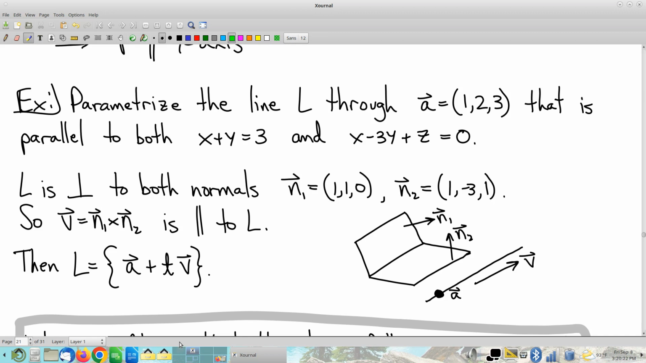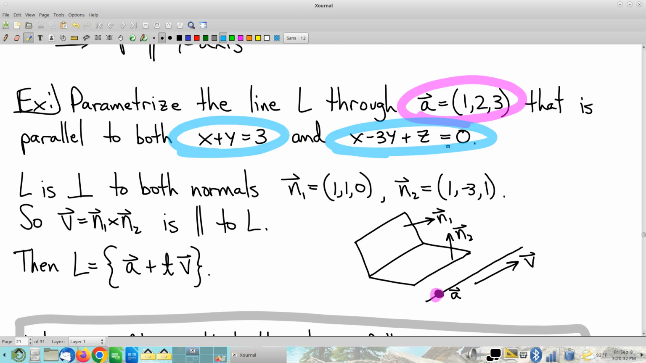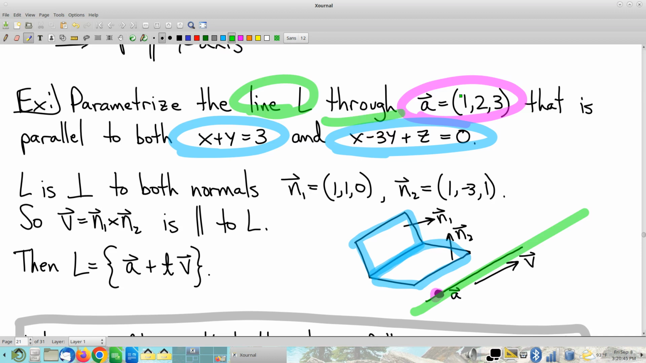So here in this question, we are given a point here, and we are given a couple of equations which we recognize as equations of planes. And the goal is to figure out what is this line that goes through the point A and that is parallel to both of the given planes that we have equations for. And specifically, not only do we want to identify this line, we want to parameterize that line specifically.